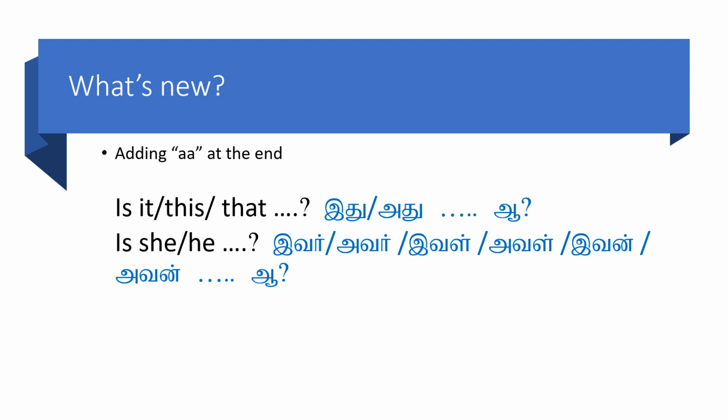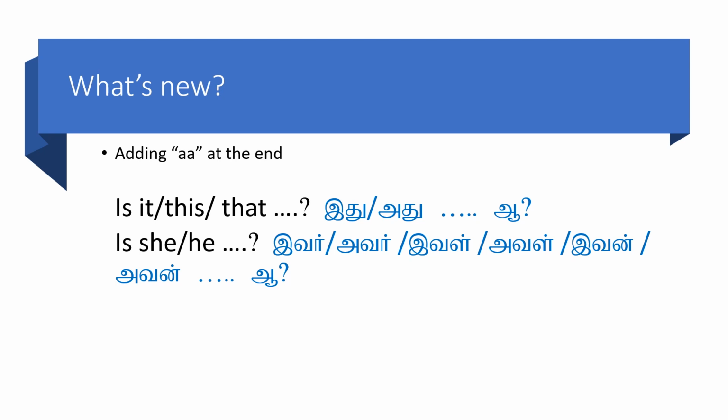We already learned the use of idu and adu in our earlier lessons. So when we are asking a question, is it, is this, or is that, we just add "a" at the end. So for example, idu pattam. This is kite. So when we are going to ask, is this kite? We have to add "a" at the end of the object's name, which is pattam here. So idu pattama.